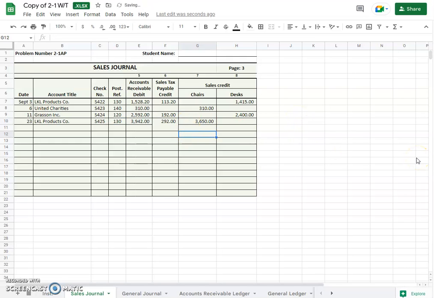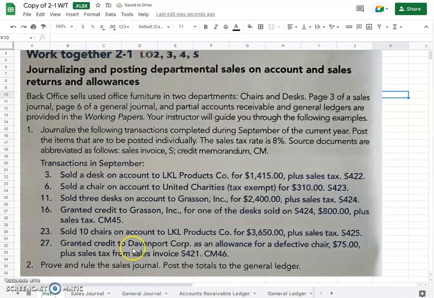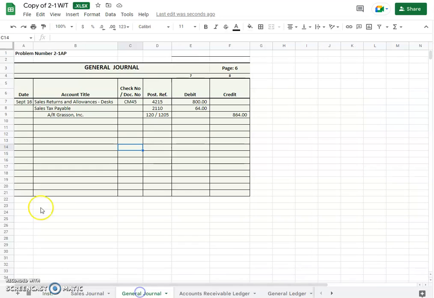All right. So now we should be back in our instructions. Granted credit to Davenport for a defective chair, $75 plus the sales tax, credit memorandum 46. So we'll go back to our general journal on the 27th. Sales, returns, and allowances. And this time it was for a chair and sales tax payable. And then accounts receivable, Davenport.